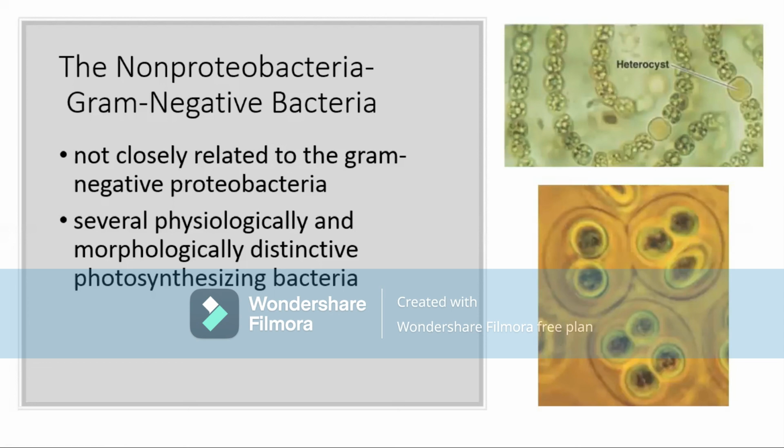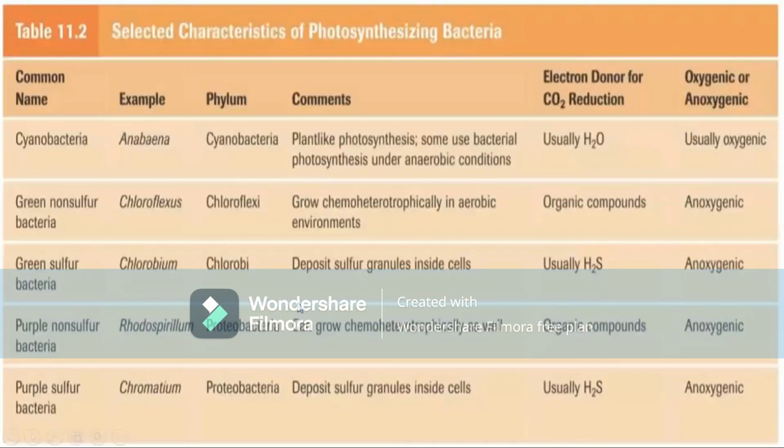That was all about the proteobacteria. Now the non-proteobacteria gram-negative organisms are distinctive in that they are photosynthesizing bacteria, and they are morphologically different from the other proteobacteria. They are grouped in volume 2. These organisms are mostly photosynthetic, and some of their characteristics are summarized in this table. One of the common members, which I think you know, is the cyanobacteria.